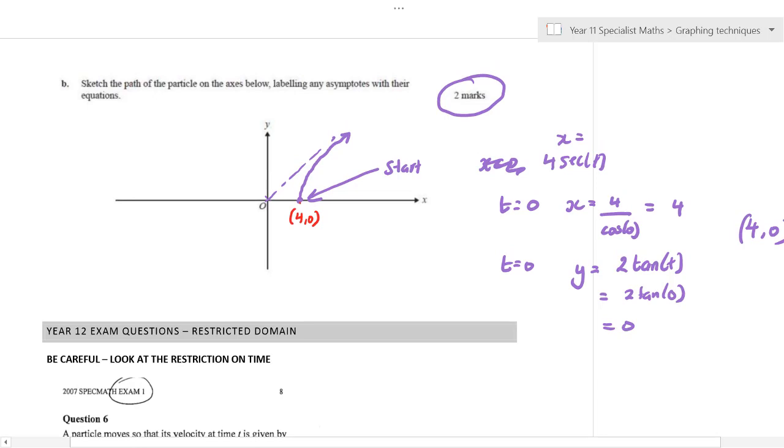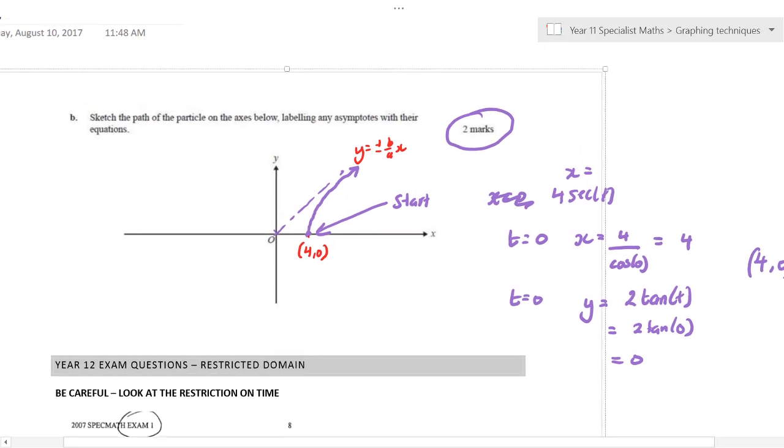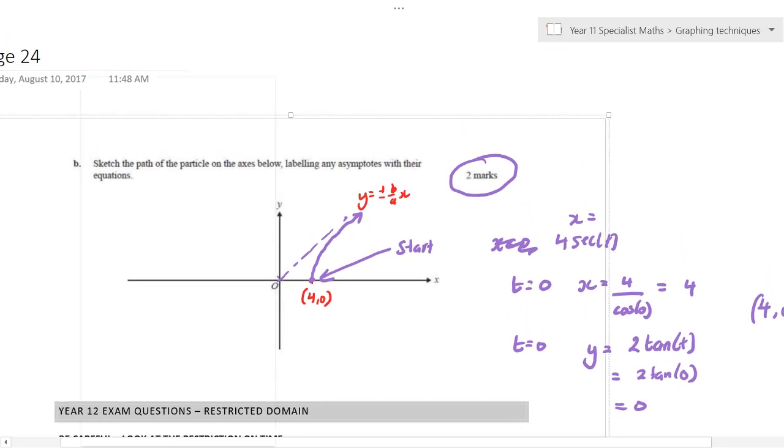Yeah, so the asymptote is what? y is equal to plus or minus b on a x. What's b and a? So it's equal to y equals plus a half x, isn't it? Yes, very good. Very good.